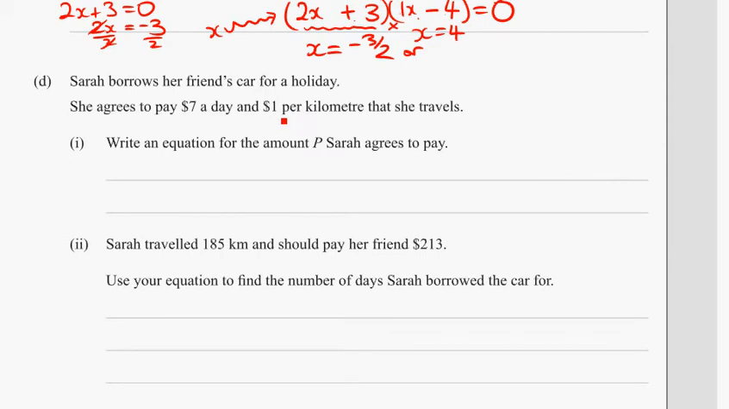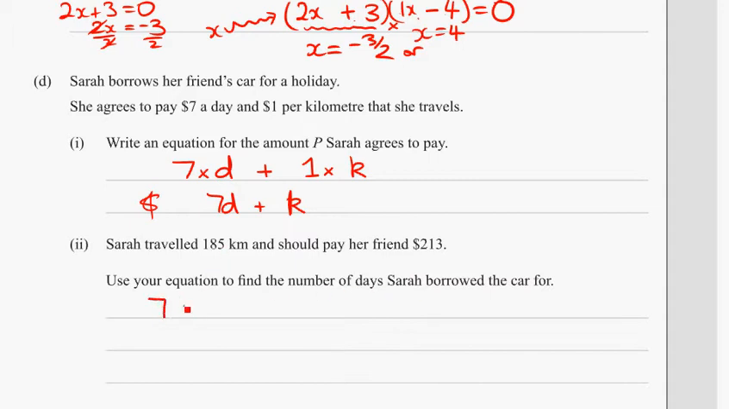$7 a day and $1 per kilometre. So $7 times the number of days plus $1 times the number of kilometres. 7d plus k. She travels 185 kilometres and should pay her friend $213. Find the number of days.